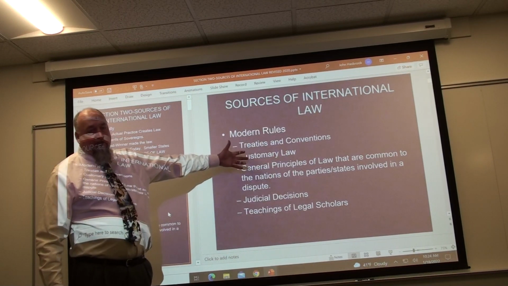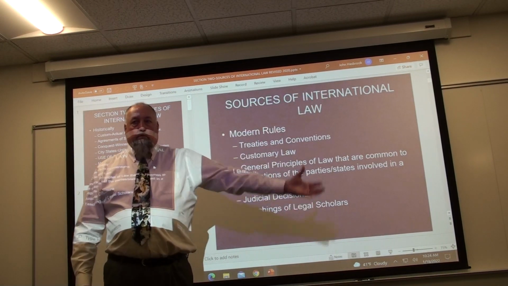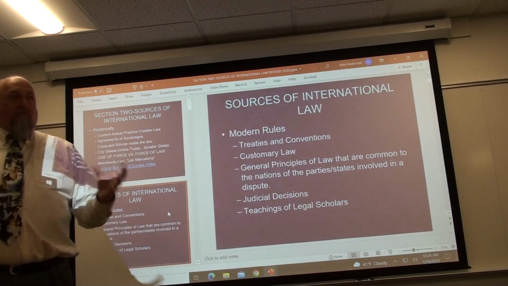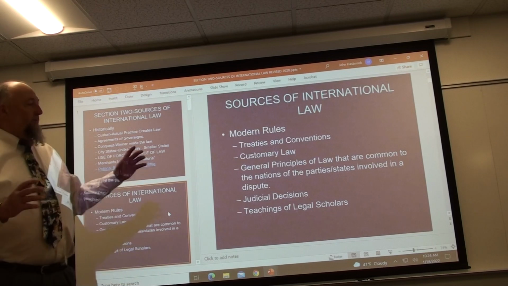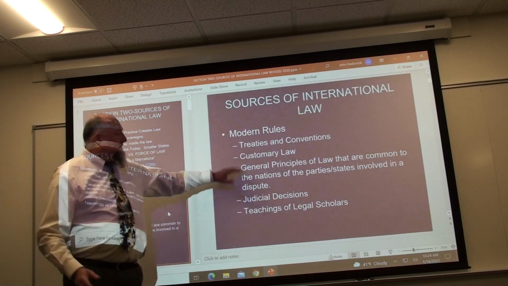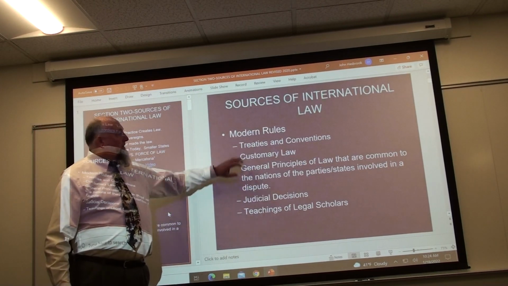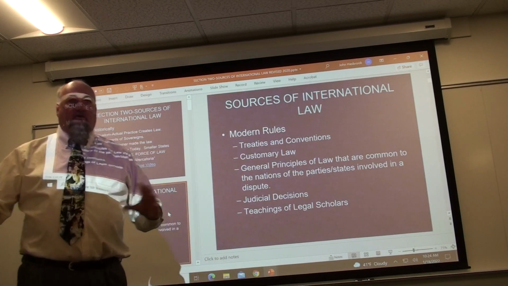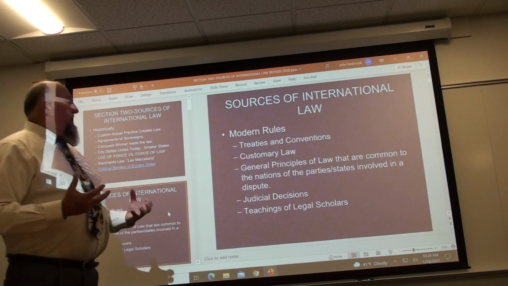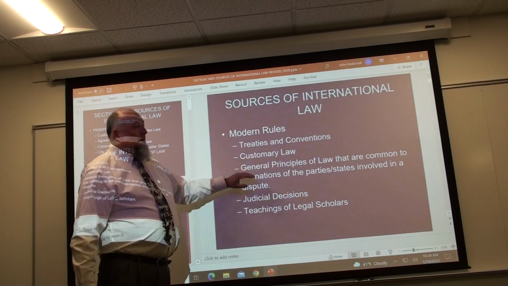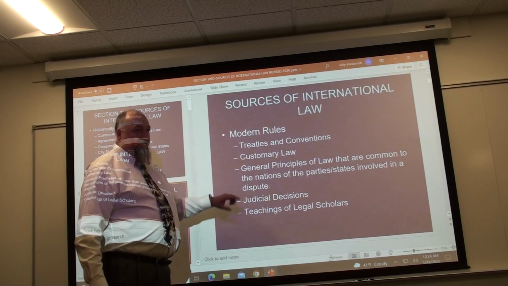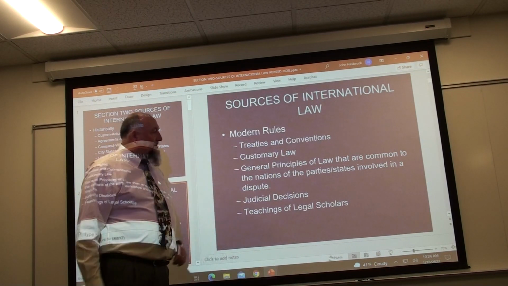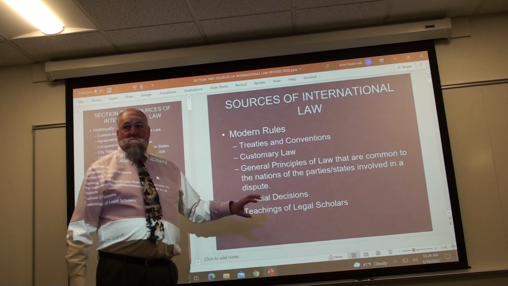Next, we have what's called customary law. Again, this is what countries actually do, customary rules, and we're going to get more into that in a moment in detail. And then number three, what if there's no treaty? What if there's no customary rule that countries have practiced over time? Then the court is going to look at what are general principles of law that are common to both countries or a group of countries that are involved in the dispute.